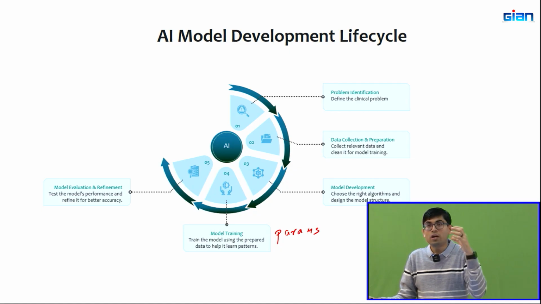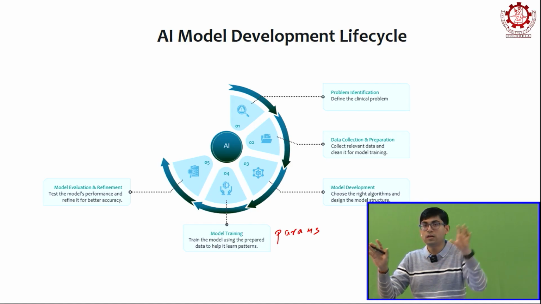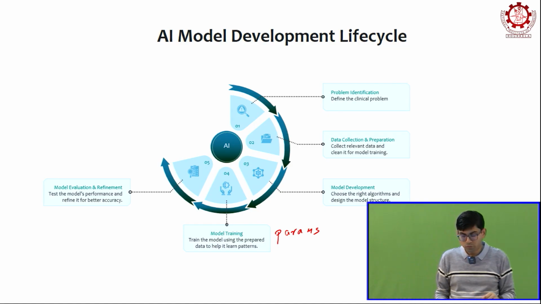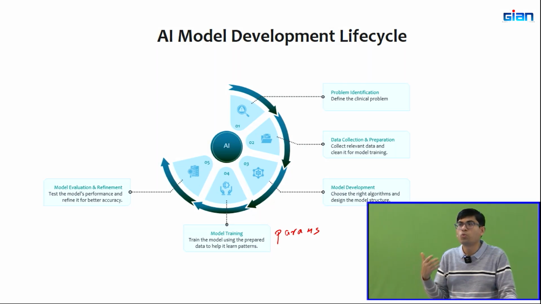But once you have done that, you take whatever the best parameters you have from the validation set, test it on the test set, and show the results. So you can test the model's performance and refine it for better accuracy or better AUC, better F1 score, whatever your metric is.